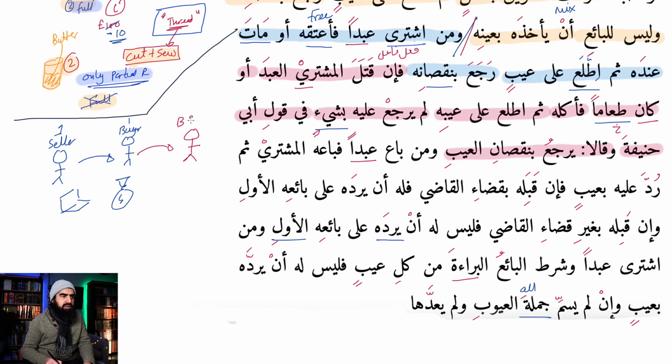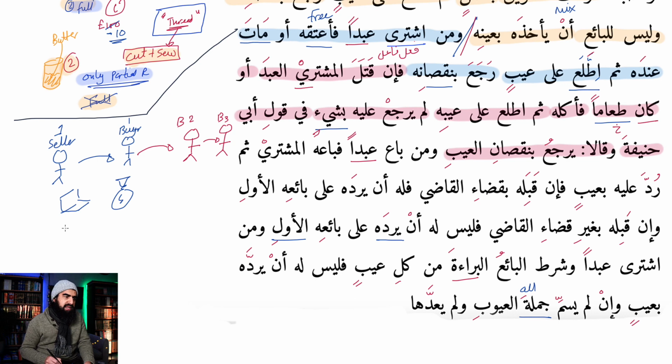Okay, buyer 2. And then he goes and sells it on to buyer 3. Okay, so forth. Is this allowed? Of course it's allowed. You can sell whatever you like. Right, no problem, no problem.